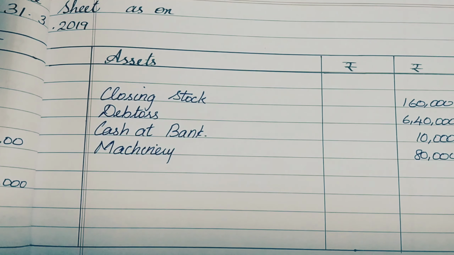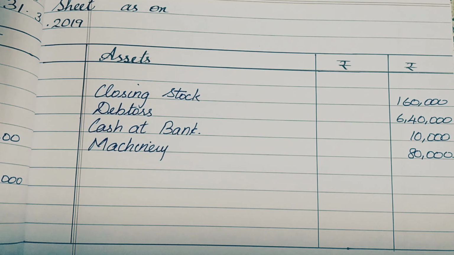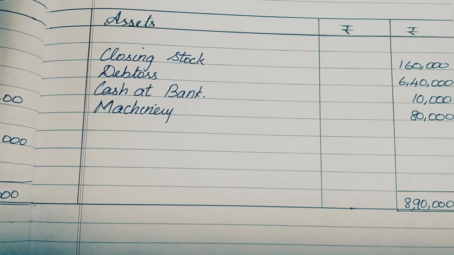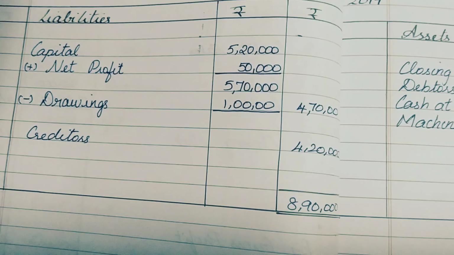After this, we have to balance, that is total both the sides of the assets and the liabilities, and the answer must be the same. My asset side total is 8,90,000, and on my liabilities side also I get a total of 8,90,000.